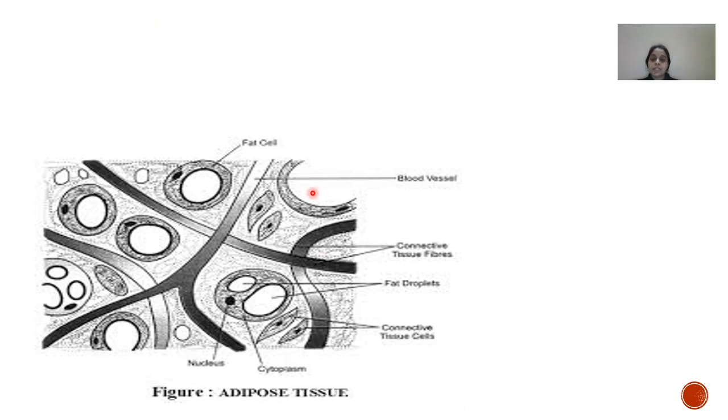The next tissue is adipose tissue. So this is a diagram. You can see the fat cell. Inside the fat cell, you can see the fat droplets, nucleus, cytoplasm, and these are connective tissues. And you can see the blood vessels also, right?